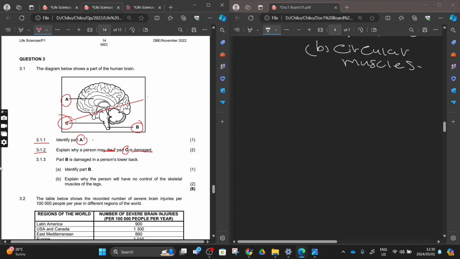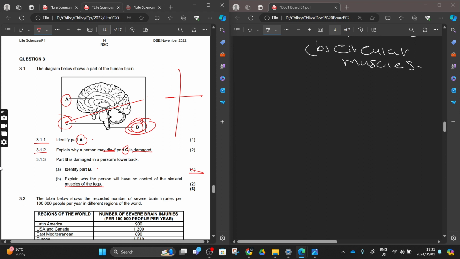And then 3.1.3, part B is damaged. Where is part B? Part B, the spinal cord, is damaged in a person's lower back down there. Identify part B: spinal cord. You are going to get this one. Then explain why the person will have no control of the skeletal muscles of the legs. You can see the legs here, this is the person, and the spinal cord is damaged.